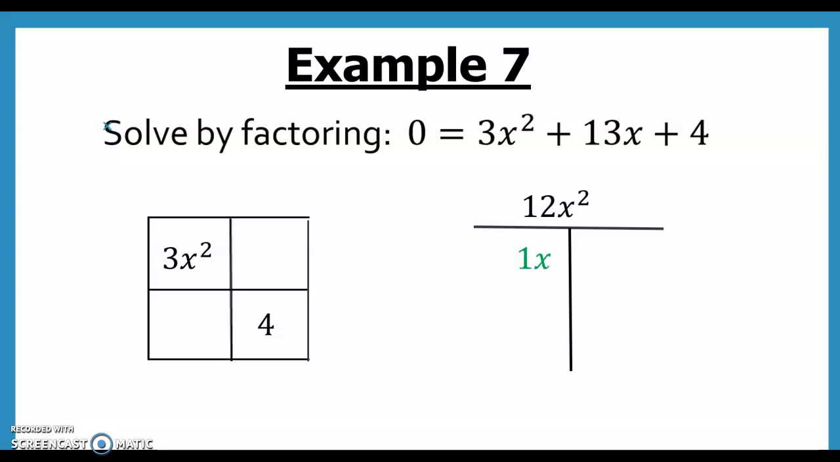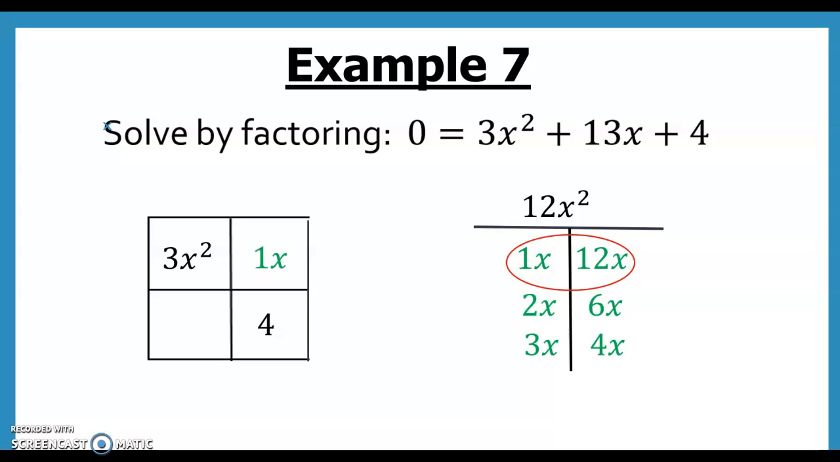I start listing the factors. 1x, 12x. 2 goes in there 6 times. 3 goes in there 4 times. Now, 3 and 4 are right next to each other, so I don't need to check any more numbers. So now everything is positive up there. The 4 is positive, the 13 is positive, so I just need the pair of numbers that are going to add up to 13. Well, it looks like 1 and 12 are my best option.